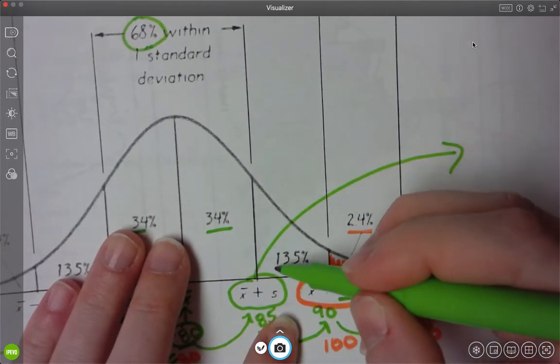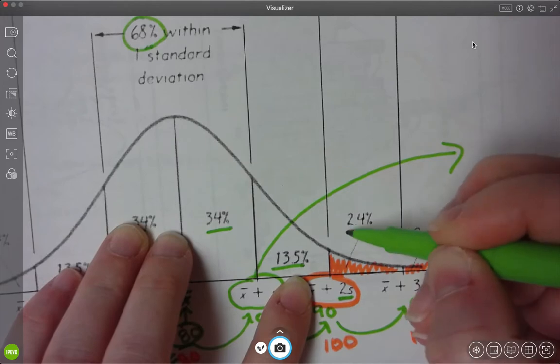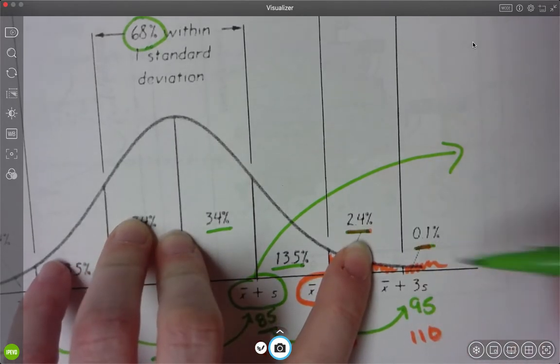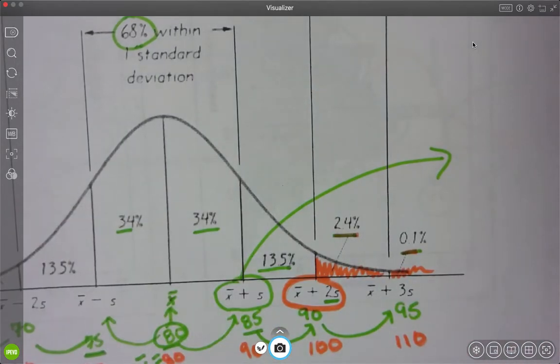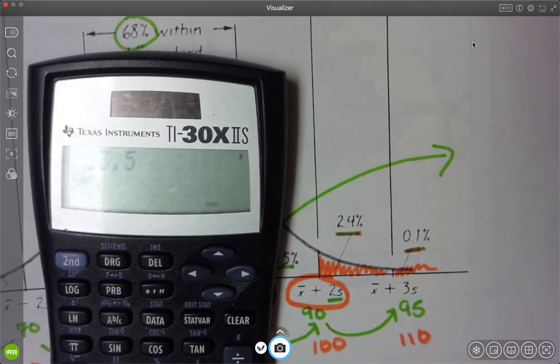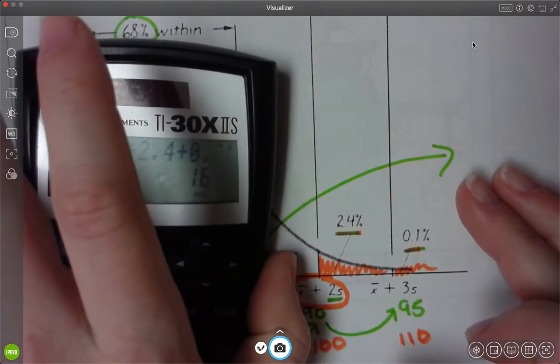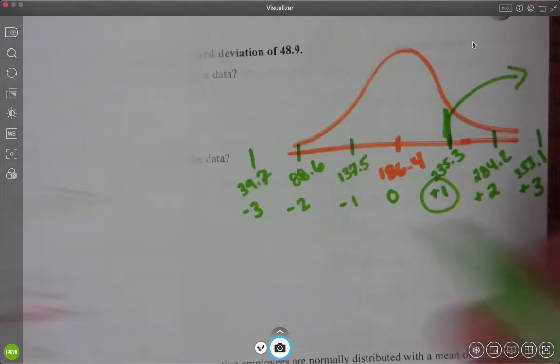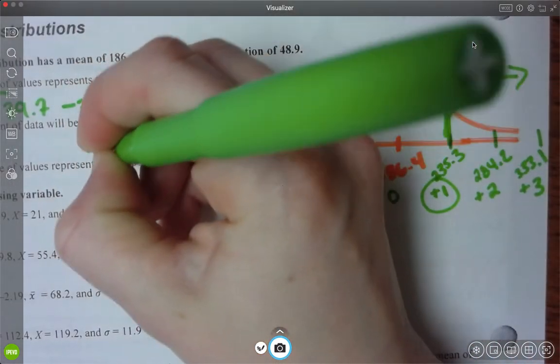That's going to be 13.5% plus 2.4% plus 0.1%. So if I do that on my calculator, 13.5 plus 2.4 plus 0.1 is going to be 16%. So 16% of my numbers are going to be there.